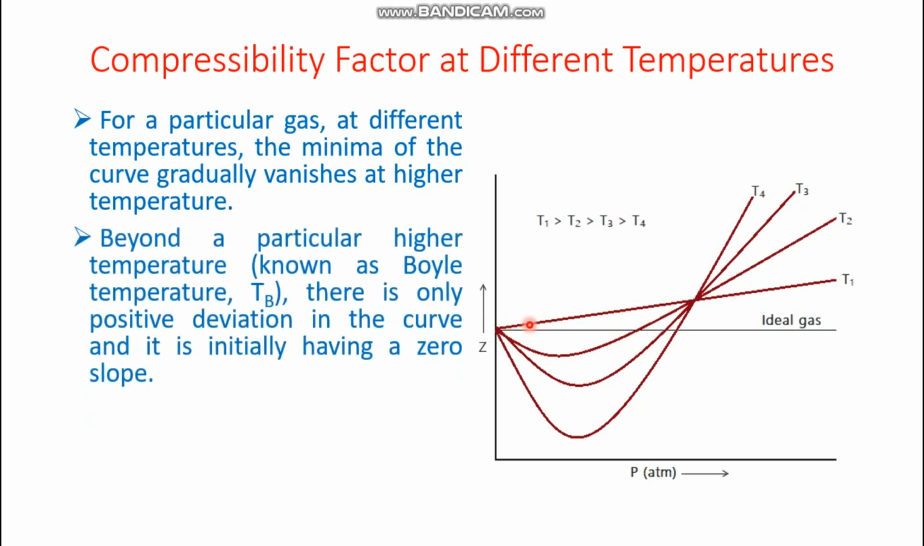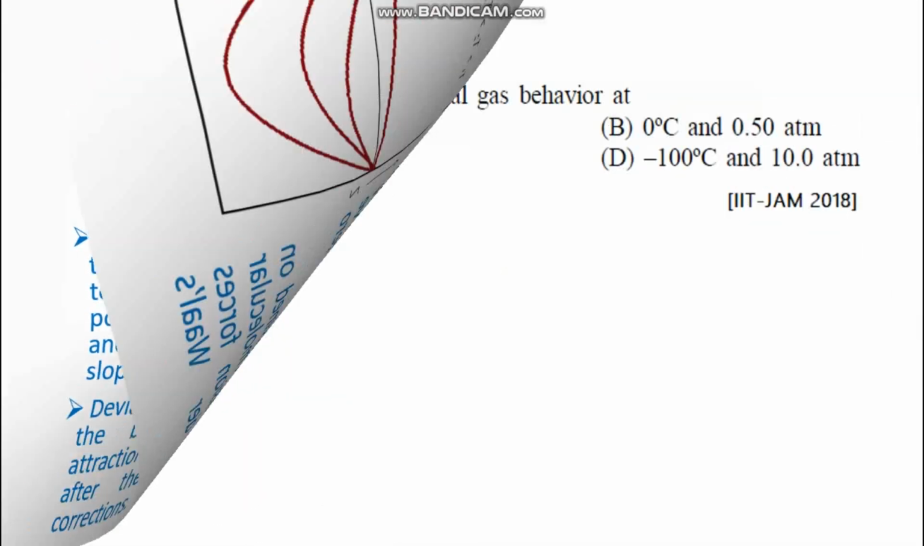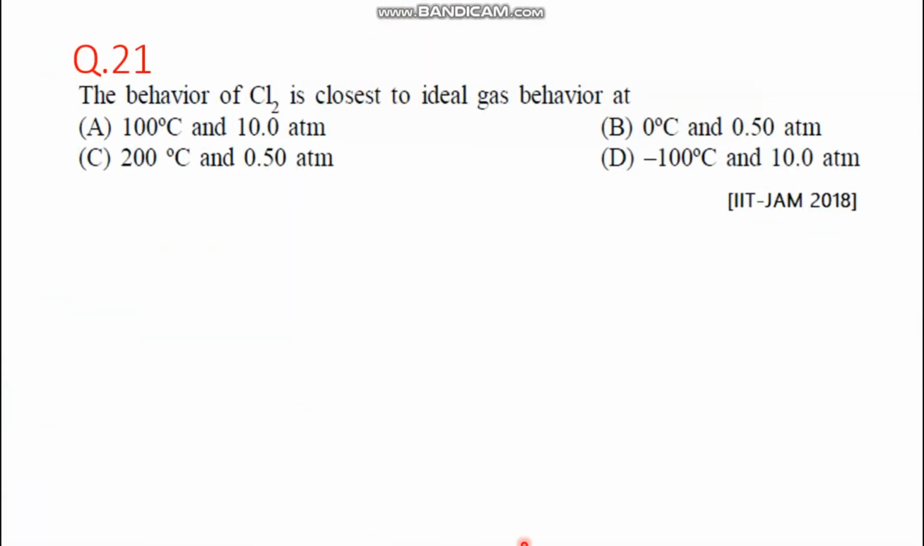So beyond a particular higher temperature, known as the Boyle temperature and denoted as TB, there is only positive deviation in the curve, and it initially has a zero slope. The deviation will be explained on the basis of intermolecular attraction and repulsion forces after the van der Waals corrections. So this van der Waals gas law would be discussed in the next lecture. That's all about this 6th lecture, and in the 7th lecture we are going to discuss the van der Waals equation. And now let's discuss some questions.